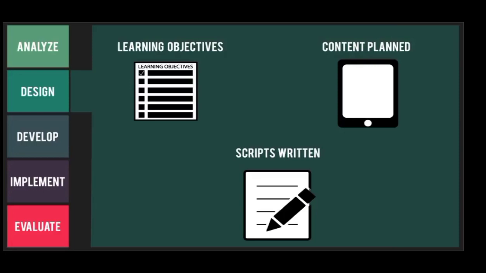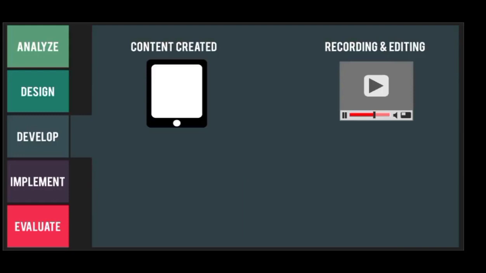The second step is design. In this step, the learning goals are transformed into clear learning objectives. The content is decided upon by sketching out storyboards and wireframes, and scripts are written for any videos or voiceovers. The third step is develop. In this step, the storyboards and wireframes are used to help create the actual content that will be used in the module. It's at this stage when videos and voiceovers are recorded and edited as well.